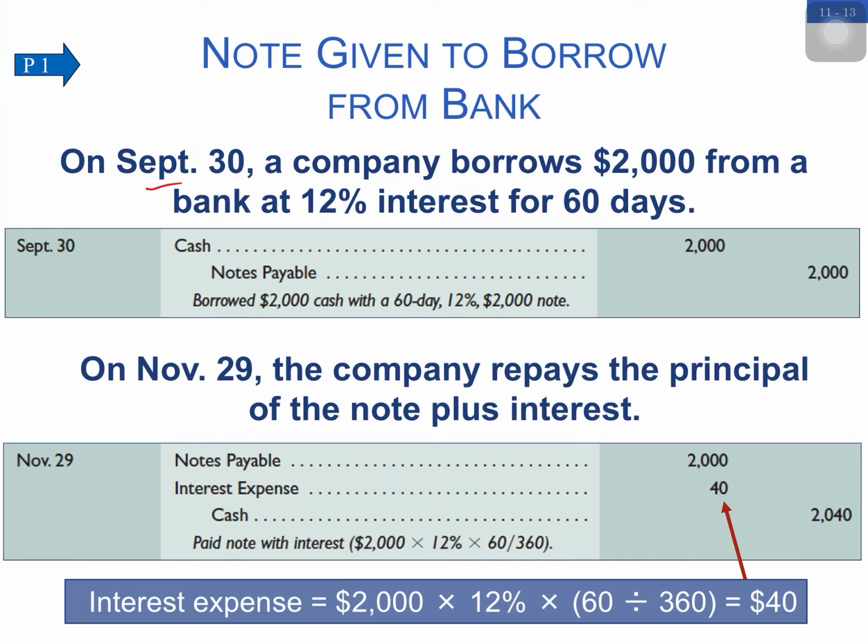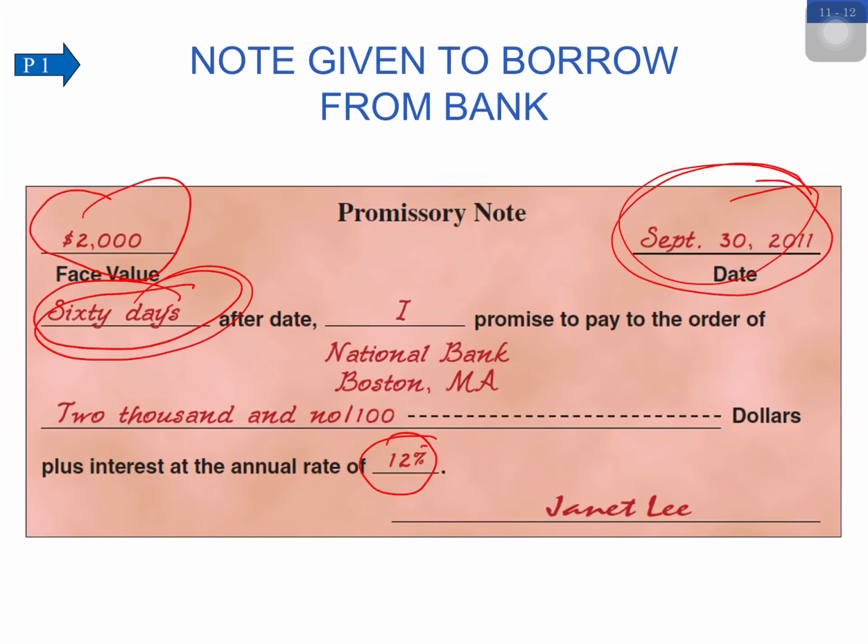On September 30, a company borrows $2,000 from a bank at 12% interest for 60 days. So the company will record cash $2,000 and notes payable $2,000. The company goes to a bank and wants to borrow $2,000, and the company will give a note payable to the bank. So the company records cash $2,000 because it received $2,000 from the bank, and notes payable $2,000. The company gives a note to the bank.